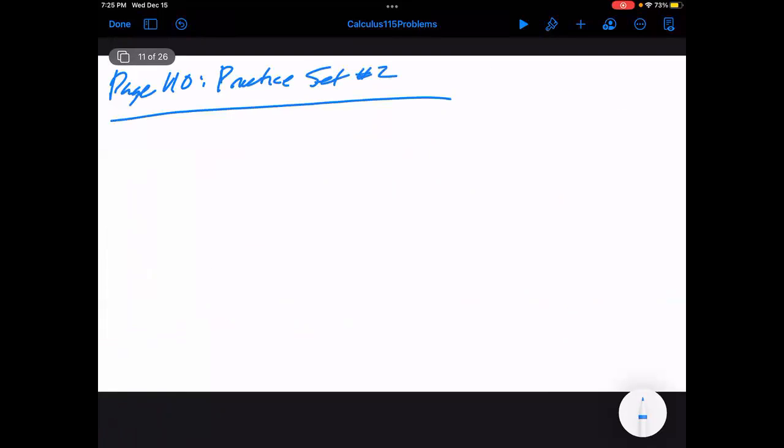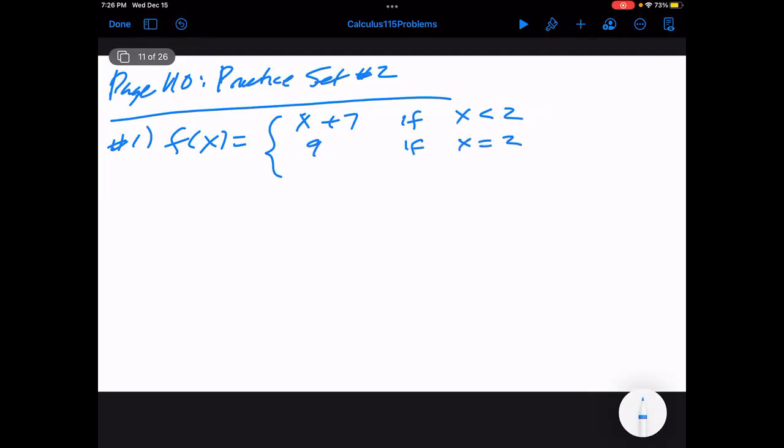And so we've got 4 problems. The first problem, number 1, is where we give you the function f of x. Can you read the 3 parts? It's x plus 7 if x is less than 2. What's the next one? 9, if x equals 2, and then 3x plus 3 if x is greater than 2.